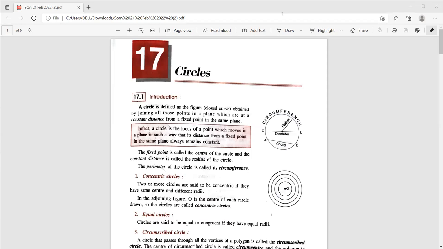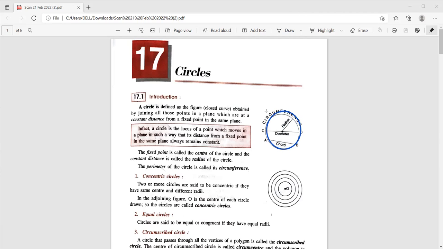So here you can see you have the definition of a circle. So what is a circle? A circle is a set of points. A circle is nothing but a set of points which are all equidistant from a fixed point. So you can check here, you have a set of points.